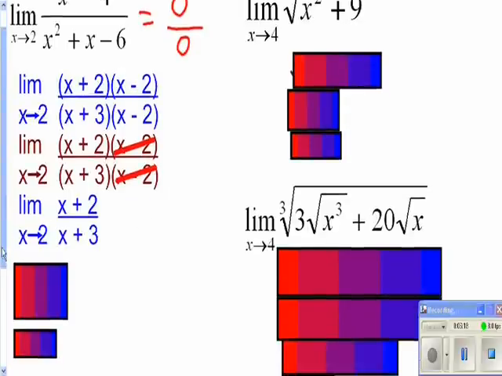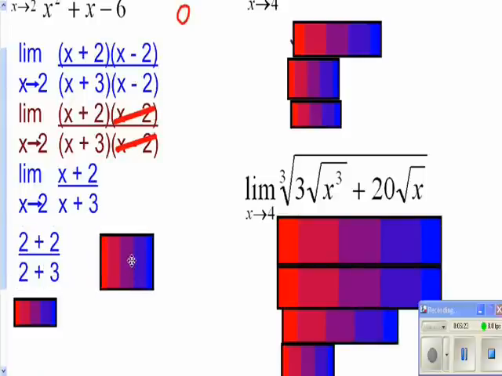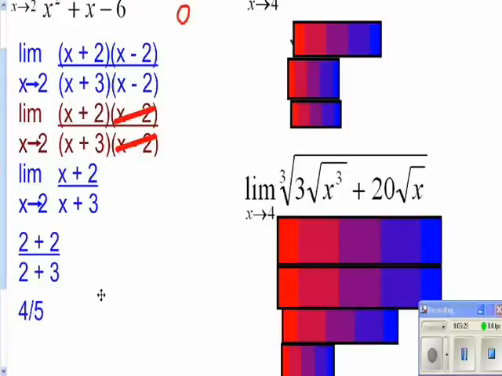You want to go ahead and plug in 2 for your x. Well, 2 on the top, 2 plus 2 is 4. 2 on the bottom, 2 plus 3 is 5. So you get 4/5. So whenever possible, do that direct substitution. If it doesn't work, that means you've got a little bit more work to do. If it does work, that's great. You're done with the problem when you plug it in.